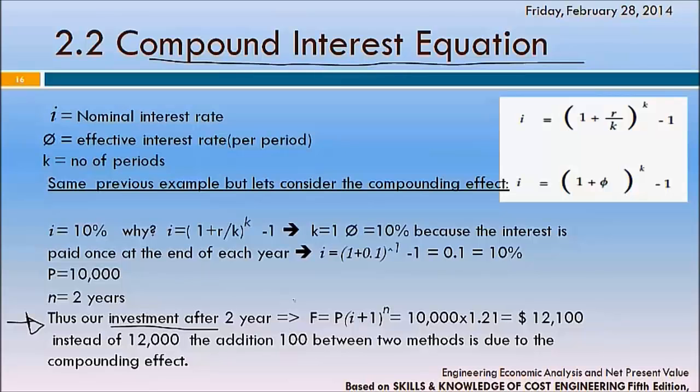In this equation the terms are a little bit different. Again, we have F, we have P, and I is the interest rate, which is the nominal interest rate, to the power N. N is the number of periods. In this example, it's 2 years. So N is 2 years. I is 10%.